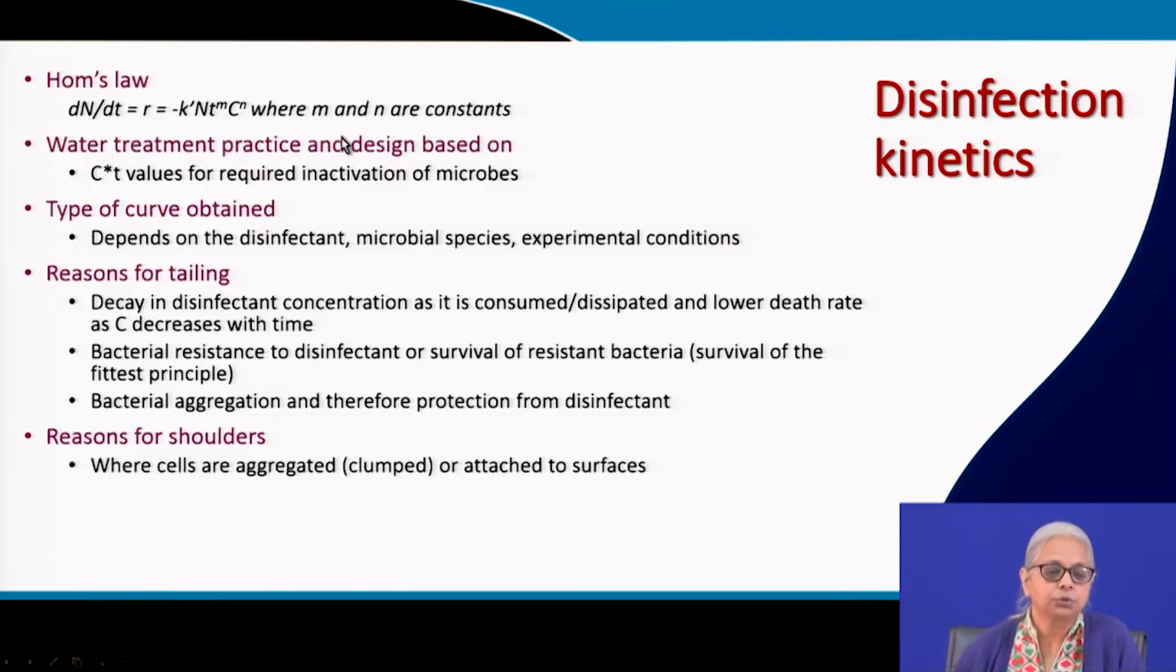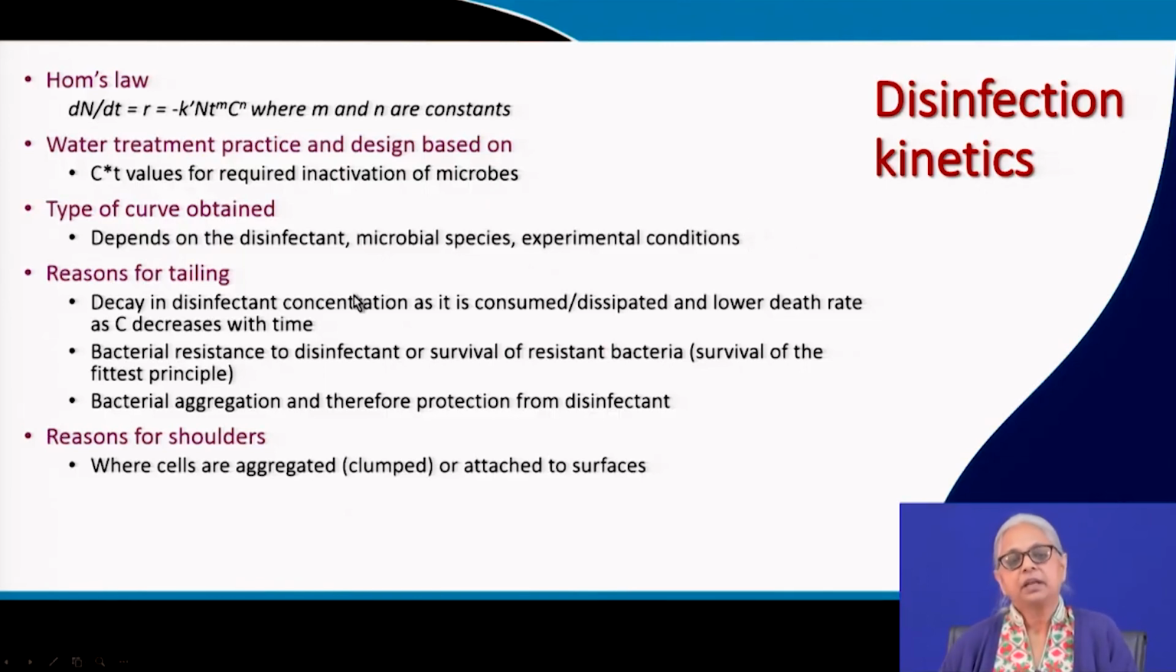So there is another law, where dN by dt, which is another way, is different from the Chick-Watson law. So here dN by dt is equal to minus k dash n times t to the power m and c to the power n. We know that in water treatment practice, we use the CT values for a required log reduction in the microbial concentration. The nature of the curve, as I've already shown you, depends on the nature of the disinfectant, the nature of the microbial species, and the experimental conditions.